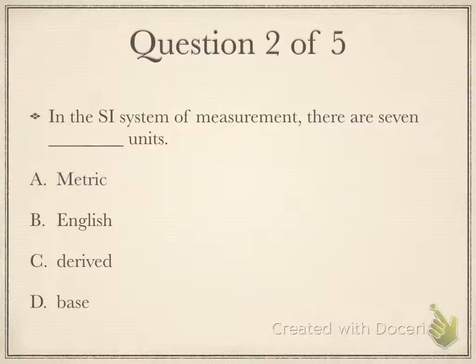Question number 2. In the SI system, how many measurements are there? This is a trick question. There are 7 blank units. Gavin, what you think? I'll take another answer. He said metric. Yes. C? No. Colin? D. Base. There are 7 base units. The base unit is meter, kilogram, Kelvin, all that stuff. We didn't do all 7. We just did like 4, 5.